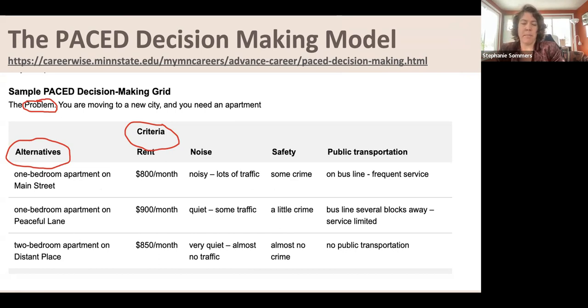So if I'm straight up looking for the most economical option, then the cost of the rent might be my most weighted criteria. Maybe I don't have a car, and so public transportation is very important to me, and I'm willing to pay more rent for a place that's on a bus line.